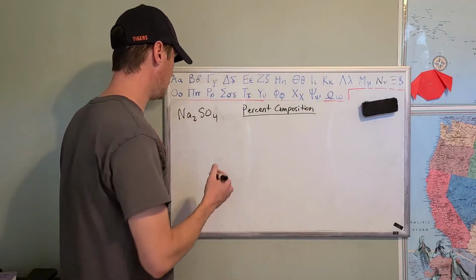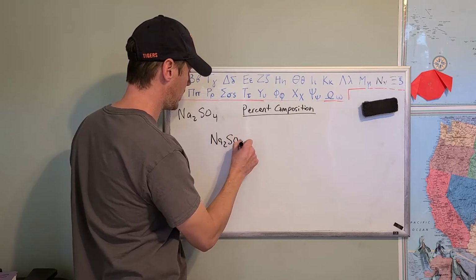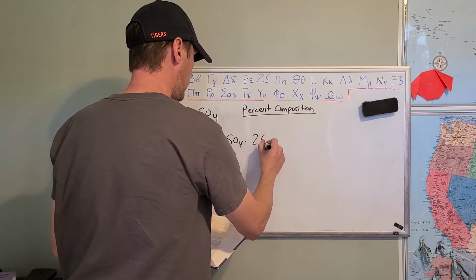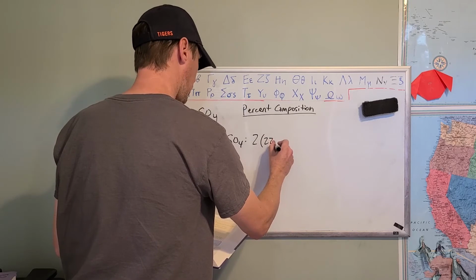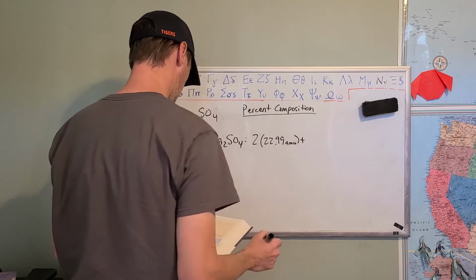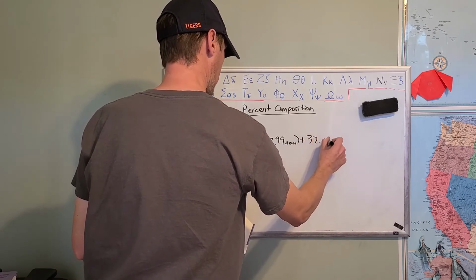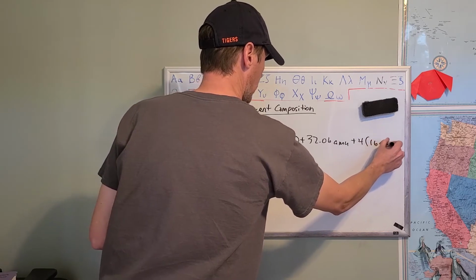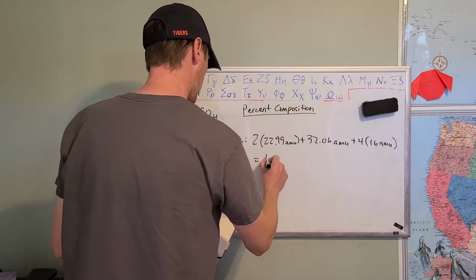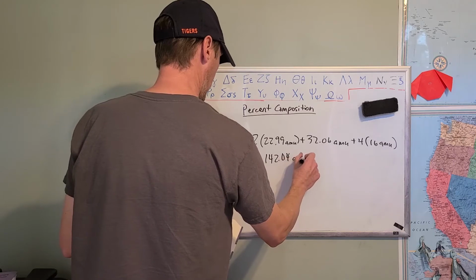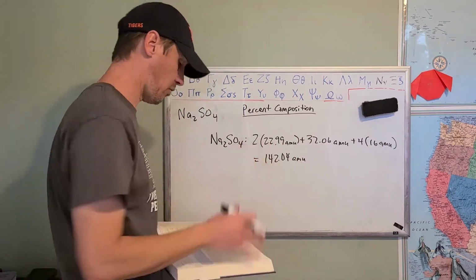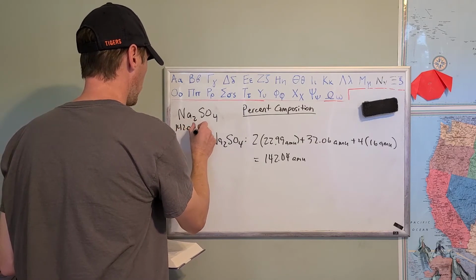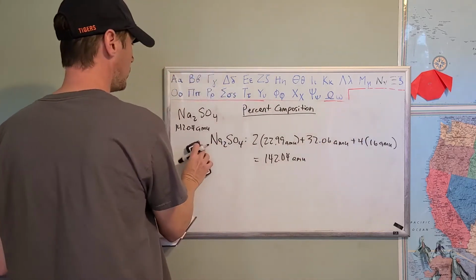We just figure out the atomic mass of Na2SO4. So we go to our periodic table and we see that sodium has a mass of 22.99, so we have 2 sodium atoms in our formula, so 2 times 22.99 AMU, plus 32.06 AMU for sulfur, and then finally plus 4 times 16 AMU for oxygen. And that gives us a total atomic mass of 142.04 AMU. So we'll write that down right here. The total is 142.04 AMU. That's what we just calculated the atomic mass of Na2SO4 to be.